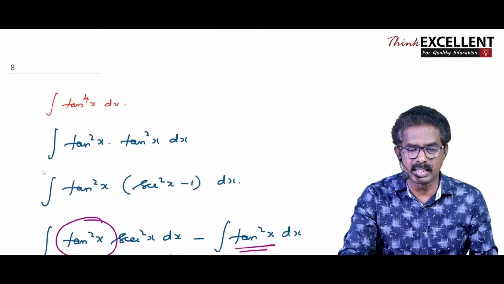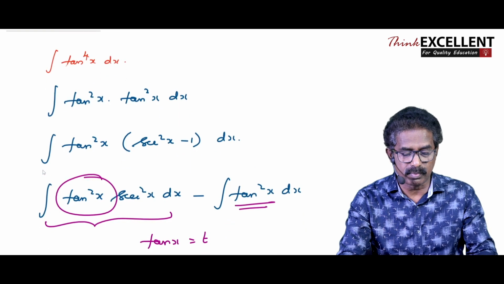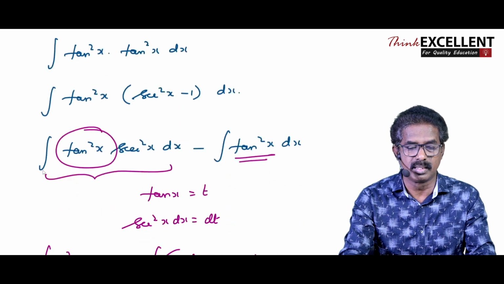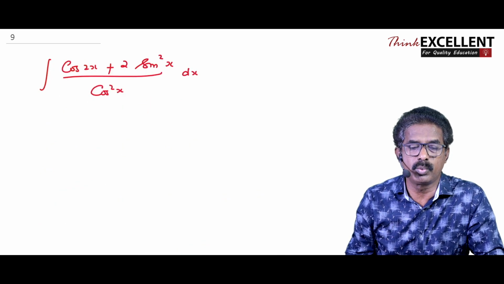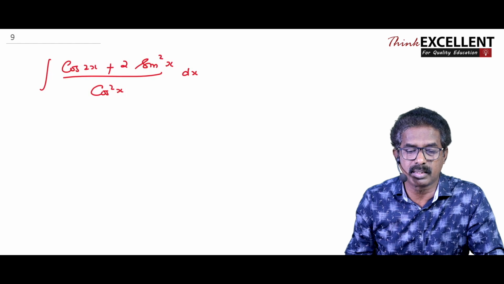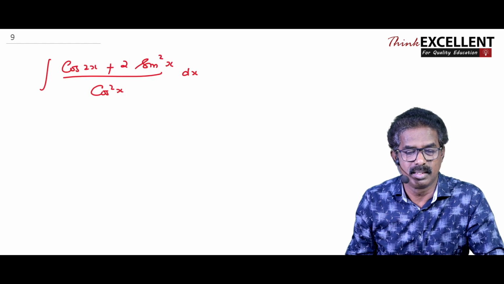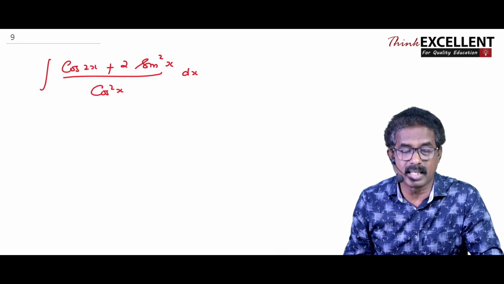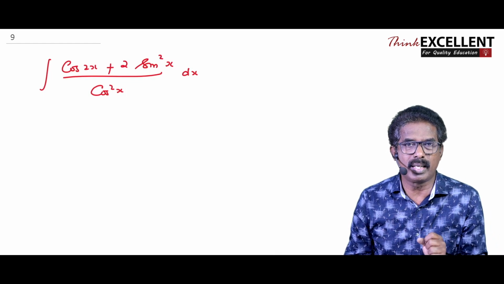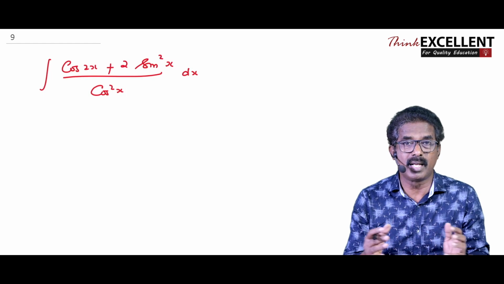Okay, so very easy question. So tan power 4x. So how to simplify this? Okay, now question number 9. Integral cos 2x plus 2 sin square x by cos square x dx. Full of trigonometry results, trigonometry terms are there. But denominator there is only one term. So you may think we split and do, right?